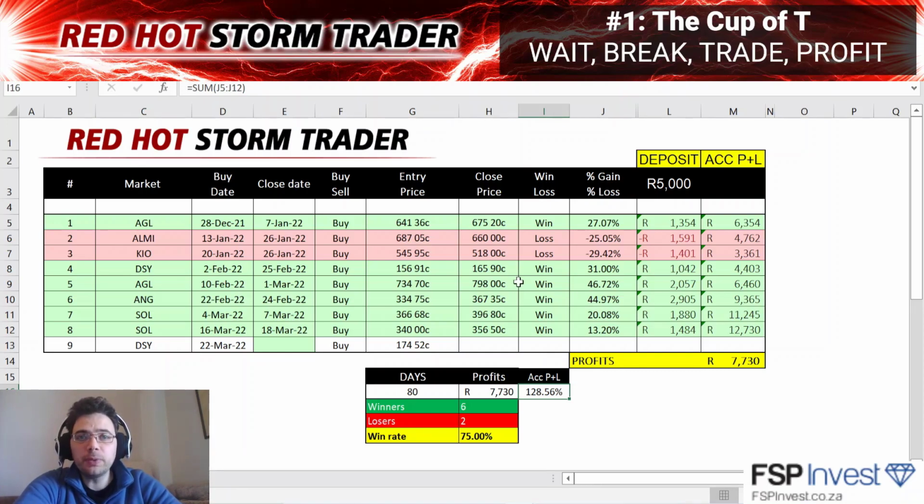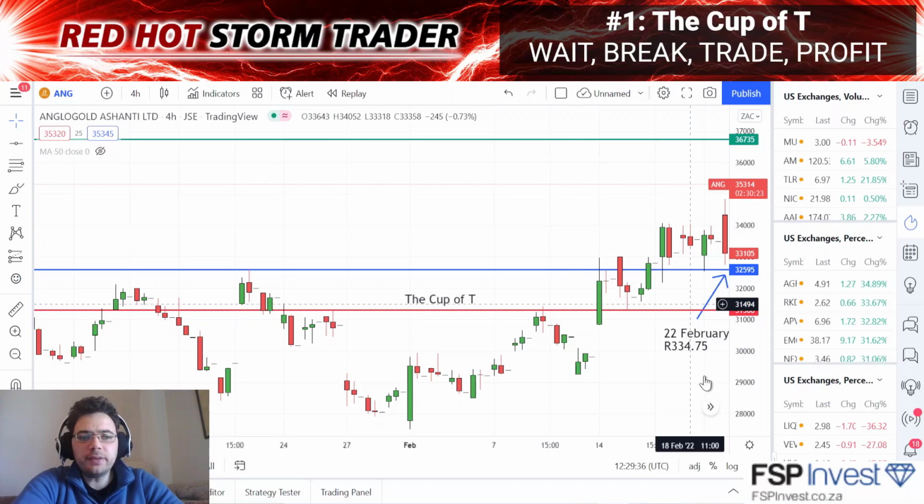And the first one that we're going to look at is Anglo Gold, which we sent out on the 22nd of February and we closed on the 24th of February. So let's take a look at it. On the 22nd of February, we sent out a trade to buy Anglo Gold Ashanti, South African JSE stock, at 334 Rand and 75 cents.